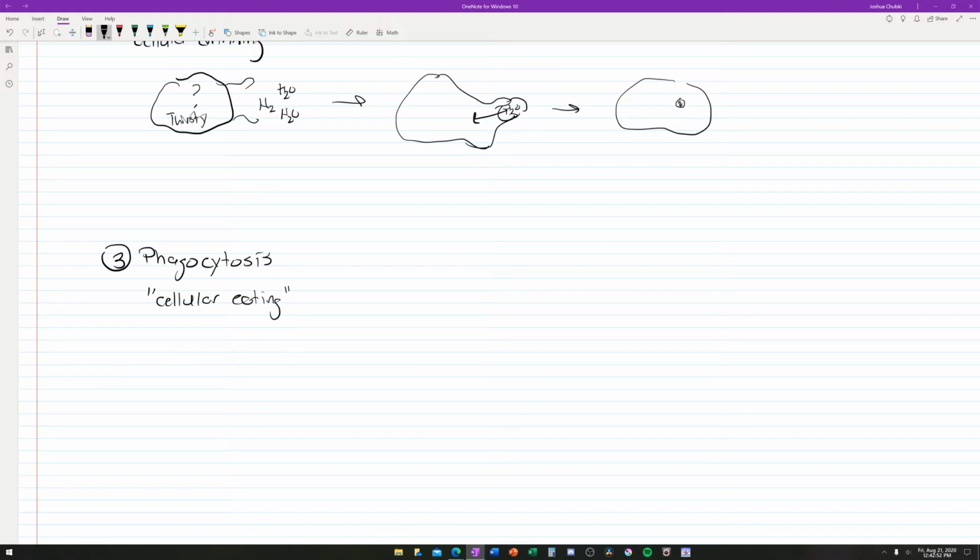Okay, it's phagocytosis. You're going to want to remember phagocytosis because this is how a lot of your white blood cells work, especially the macrophage itself. So let's just say we have a cell here, a big old macrophage.